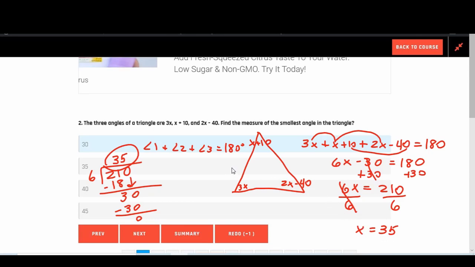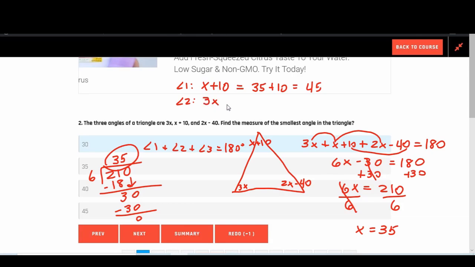And in light of that, we can figure out what all of these other angles are by plugging in x accordingly. Let me do a new triangle up here. x plus 10. We know x is 35, so this is 35 plus 10. So we know this is 45. We'll call this one angle 1. Doesn't matter how we label them, as long as we figure out which one's the smallest angle. Let's call this one angle 2.